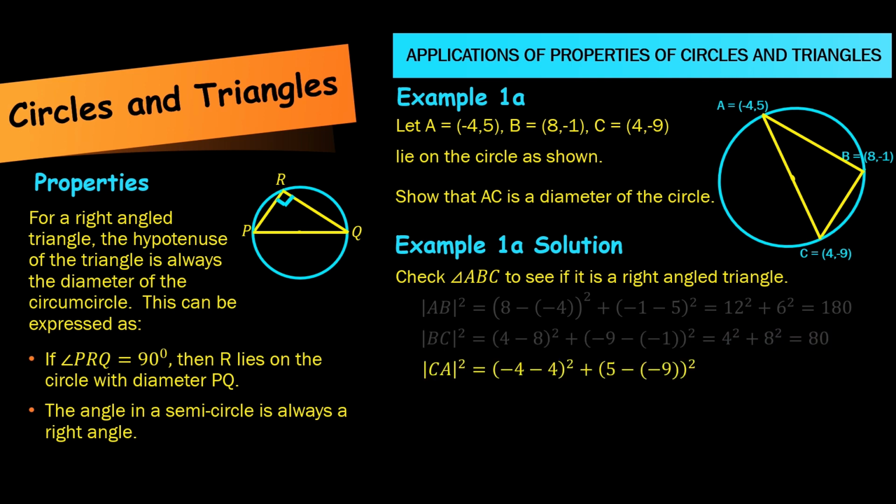And finally for CA, the length of CA squared is equal to (-4 - 4) all squared plus (5 - -9) all squared, which is equal to 8 squared plus 14 squared, which is 260.